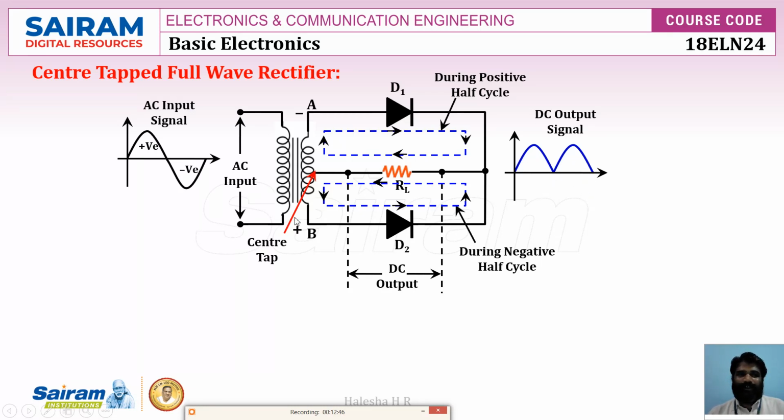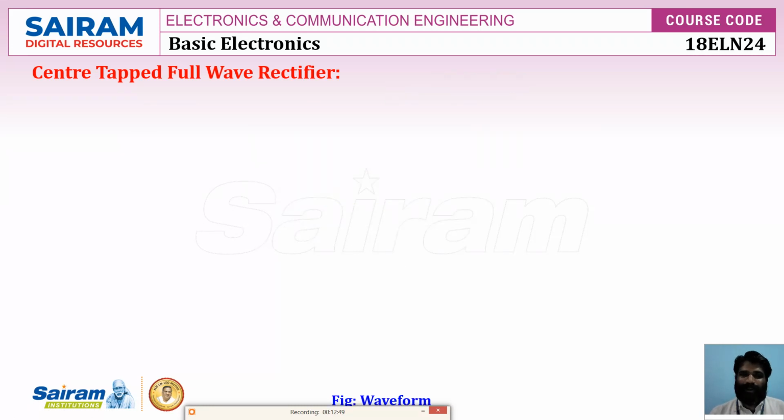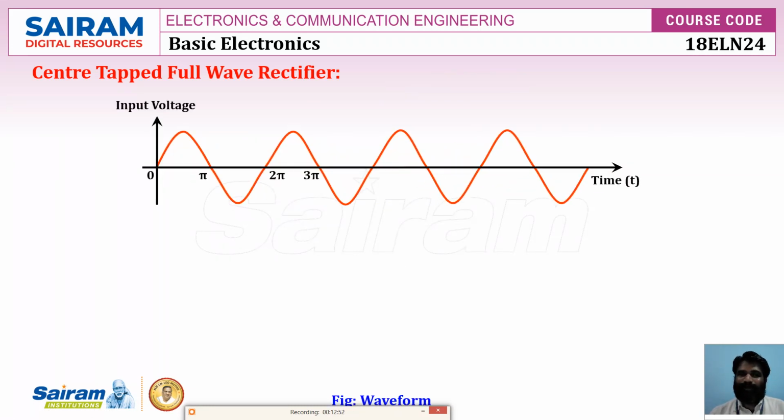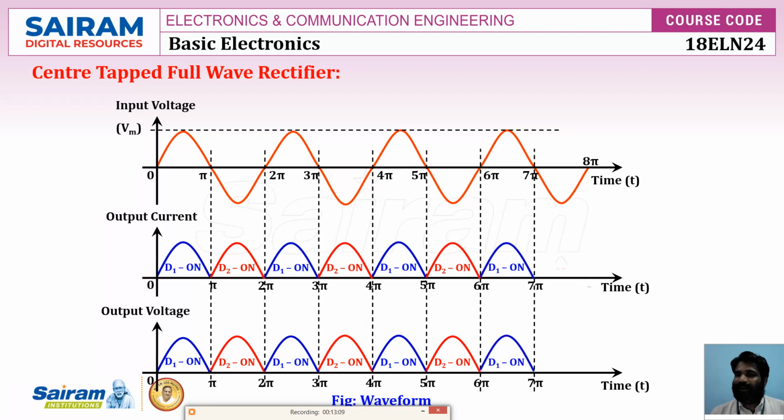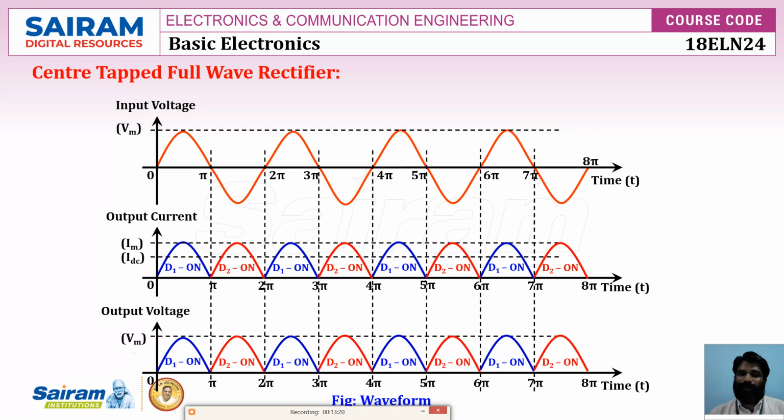Is it clear now? This is about center tapped full wave rectifier, and this is the corresponding waveform. Okay, as we observed in the half wave rectifier, during the positive half cycle D1 on, so hence there exists a voltage, and during the negative half cycle D2 on, so still voltage exists. Okay, so in both half cycles it has a voltage and current. So this is the corresponding waveform of full wave rectifier. Okay, this is maximum current and DC current, average current, maximum voltage and average voltage. Okay, so this is about the center tap full wave rectifier.